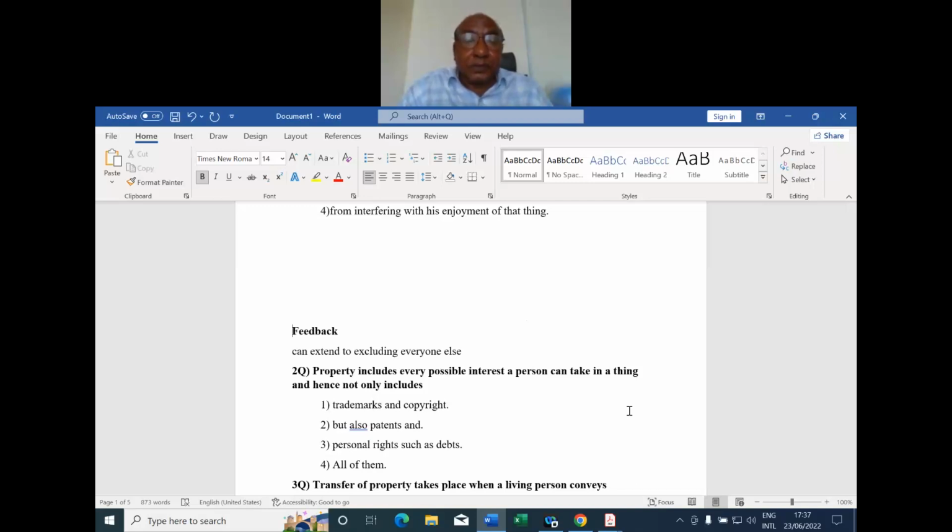Second question. Property includes every possible interest a person can take in a thing, and hence not only includes, first one, trademarks and copyrights, second one, but also patents, and third one, personal rights such as debts. Fourth one, all of the above. Which one is the right answer?